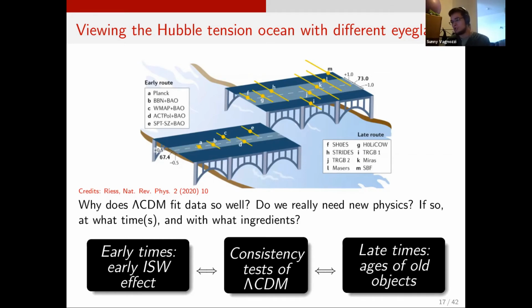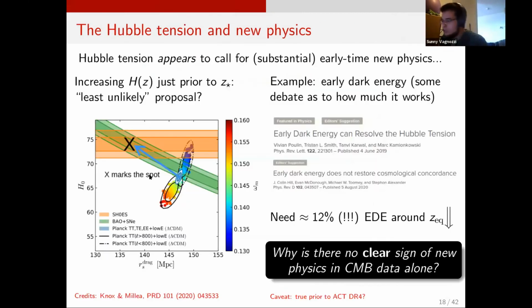If we forget the Hubble tension, we must not forget that lambda CDM is a remarkable fit to a wide range of data. And from my point of view, I think this motivates consistency tests of lambda CDM, both at early times and at late times. Let me go through early times first. And this is particularly important because if you take the Hubble tension seriously, it looks like it calls for a substantial amount of new physics at early times. By early times, I mean before recombination. Why is this the case?